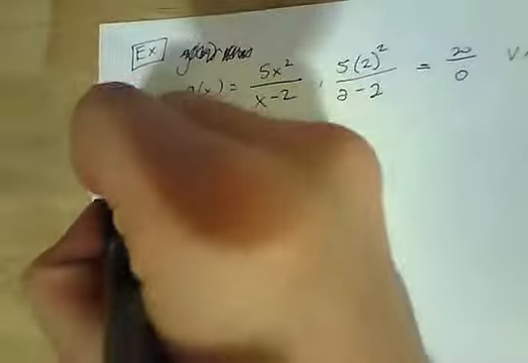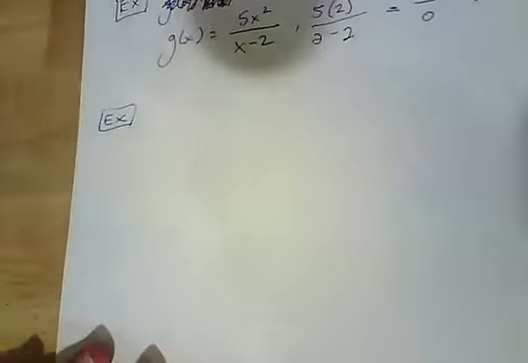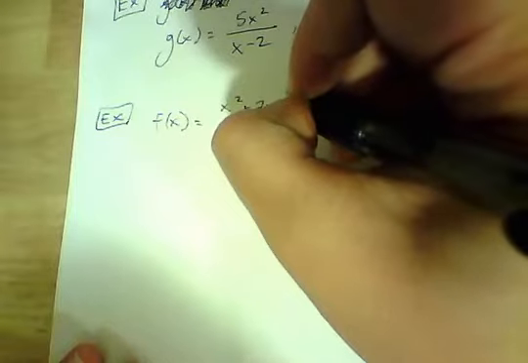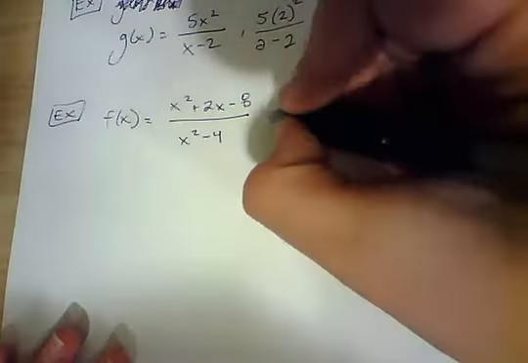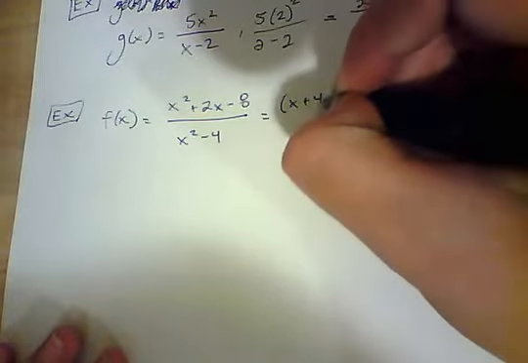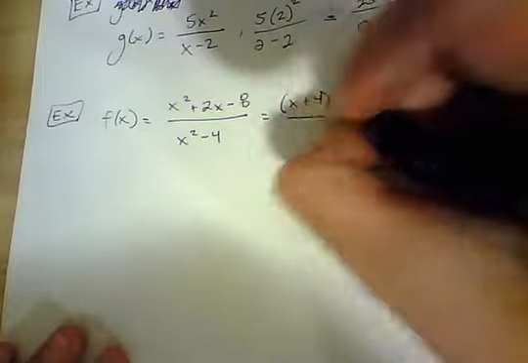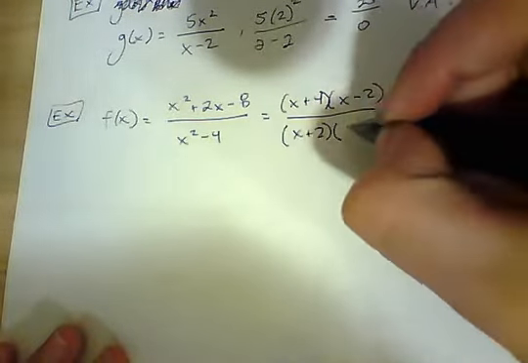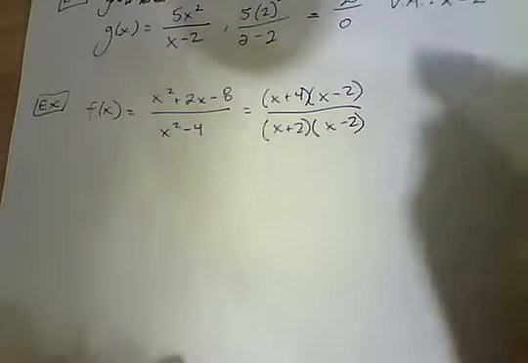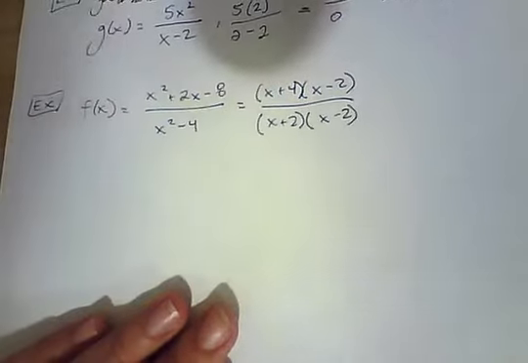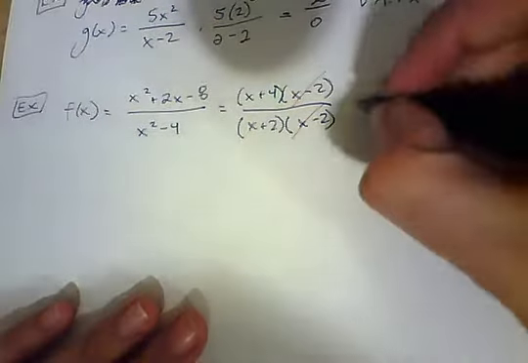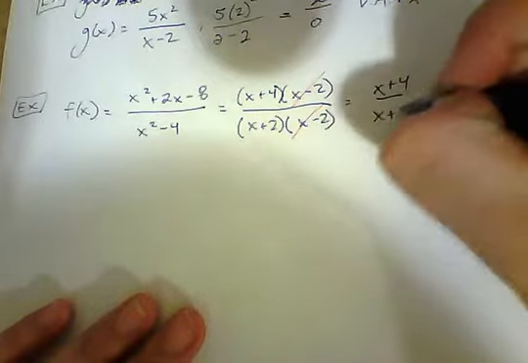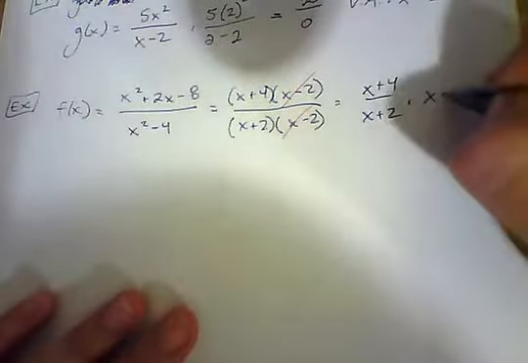And we're going to do our next example. Love these examples. So say that we had f of x equals x squared plus 2x minus 8 all over x squared minus 4. And then we're going to say that equals x plus 4, x minus 2, over x plus 2, x minus 2. That's just factoring, right? It's typically a good idea to factor if you can, so you can divide out anything that's common. What we can see here is that our x minus 2's would cancel, and we are going to get x plus 4 over x plus 2, but we need to note that x is not equal to 2.